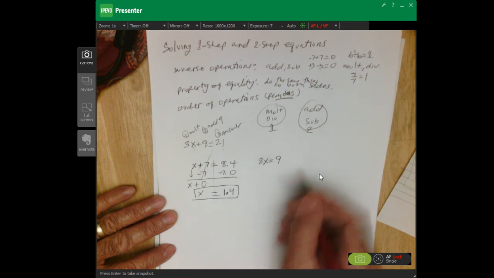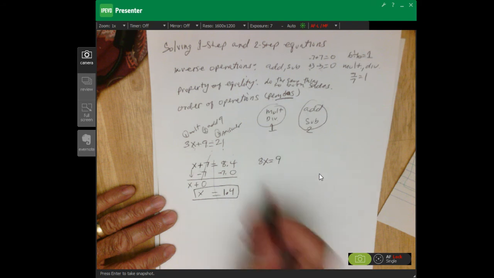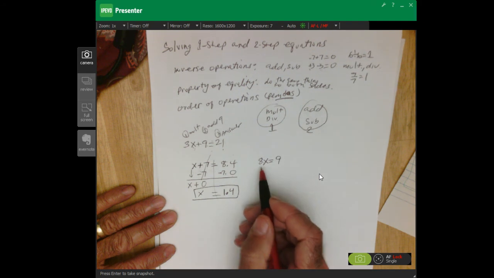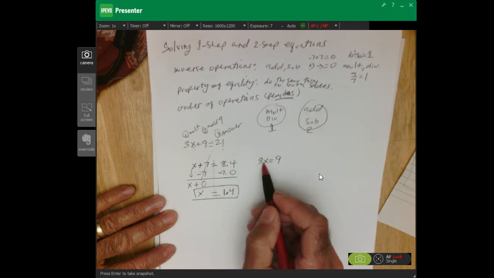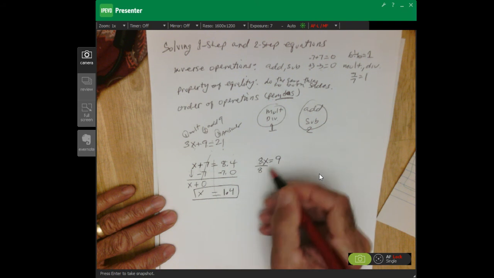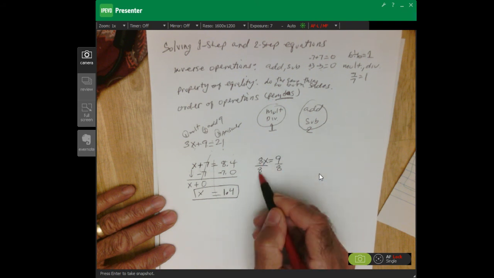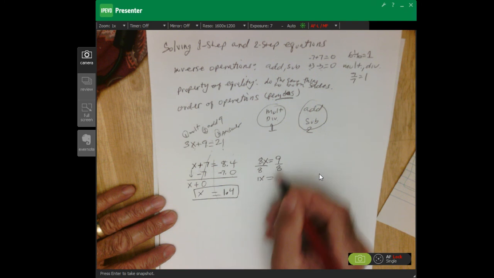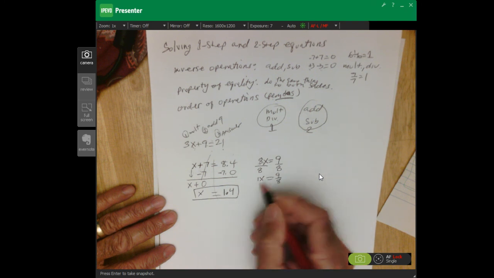You look at this, ignore the other side. Once you've got the variable all by itself on this side, you just want to focus on the operation. So 8 times x, ask yourself what's the inverse of multiplying x by 8? The opposite is division by 8. So 8 divided by 8 is 1. So we have 1x equals 9 over 8. 1x is the same as x.